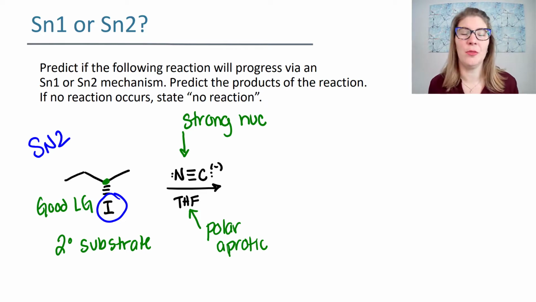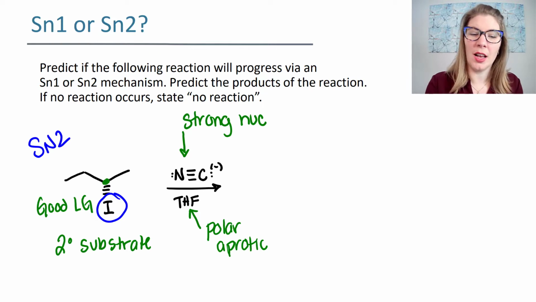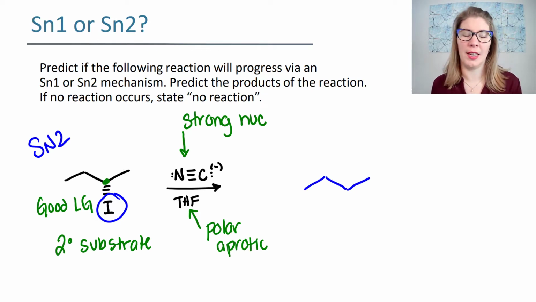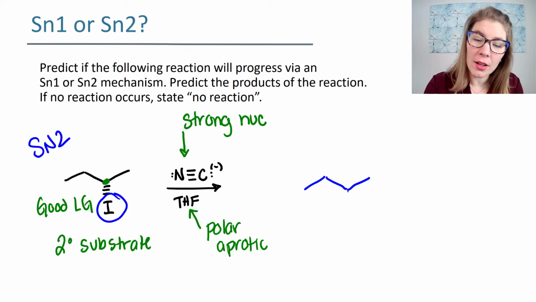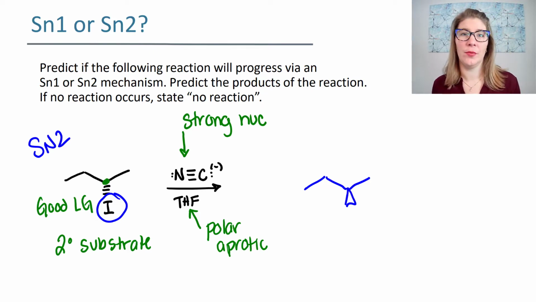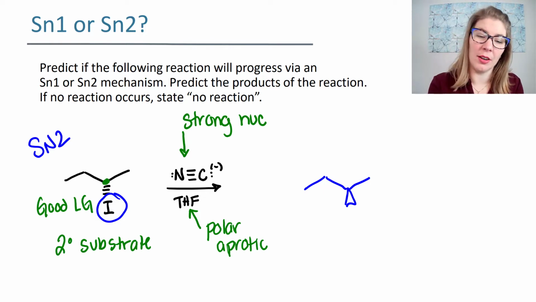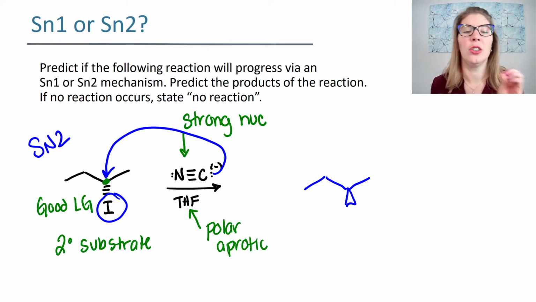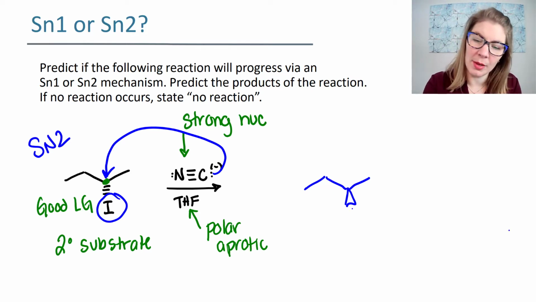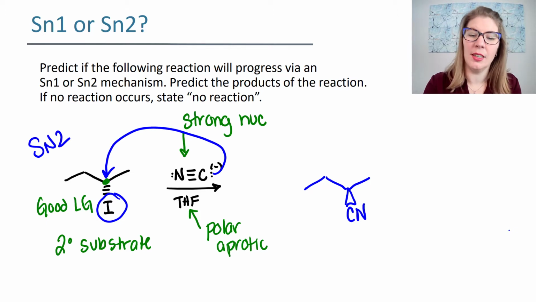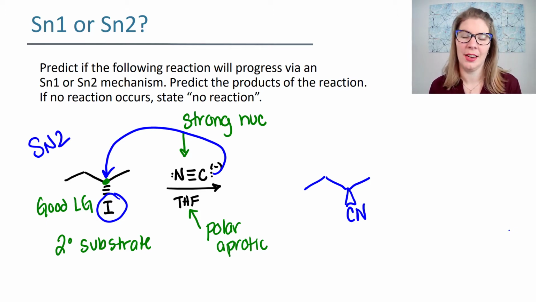Remember that your SN2 mechanisms undergo inversion of configuration. What that means for us is when we draw our final product, we are going to see that the iodide was on a dash and all of our product will be on a wedge. We can then take our carbon of our cyanide, I'm just going to draw this really quick to show you that the carbon is the more nucleophilic part of this. And so the carbon is going to add, and you're going to get that cyanide ion on there.